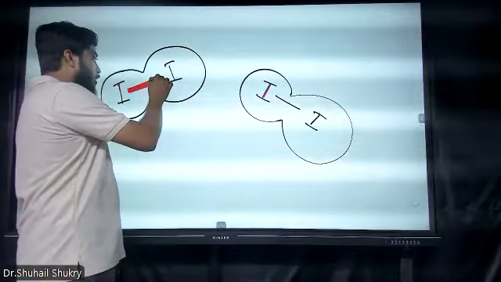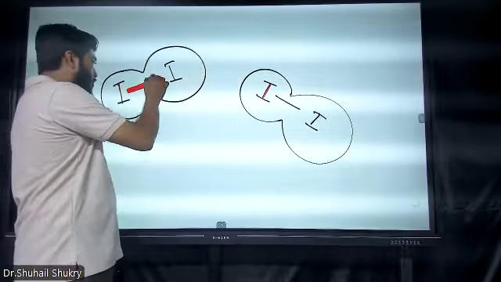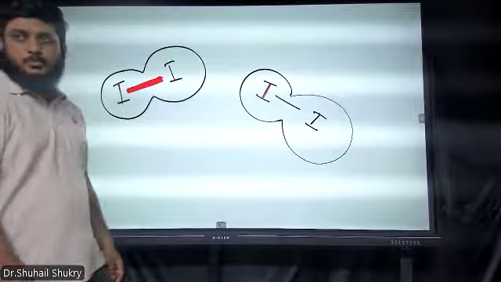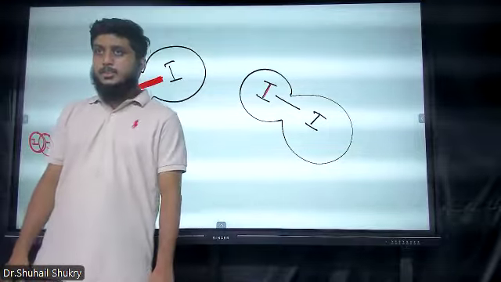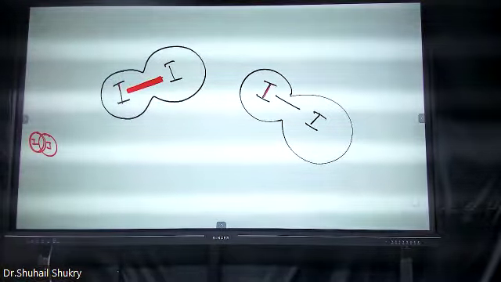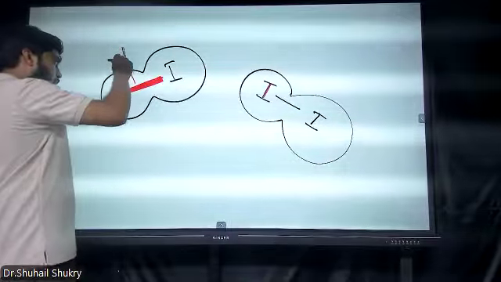So this one is known as a covalent bond. Covalent bond. Already you know that word. Covalent bond, ionic bond, kind of words you know from your O levels itself. So this is known as what bond? Covalent bond.